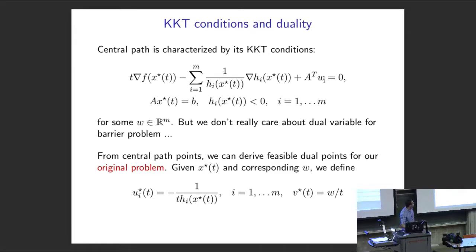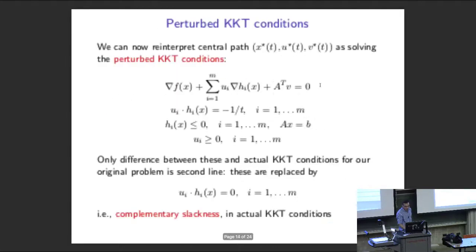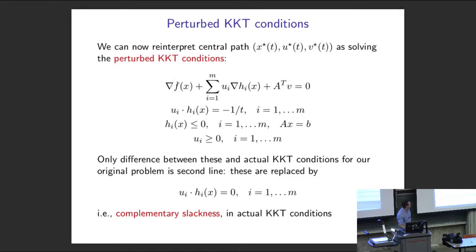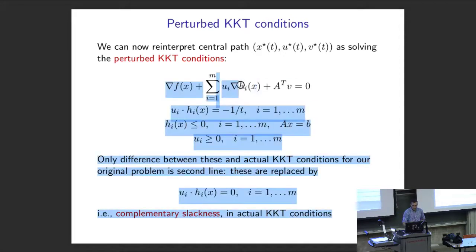And as well, I'm introducing the variable v to be w over t. With that, the stationary condition, as we've already seen, becomes this: grad of f of x plus the sum of ui grad hi of x plus A transpose v. What is this? Just once more, this is just stationarity for our original problem. So this is a familiar condition.